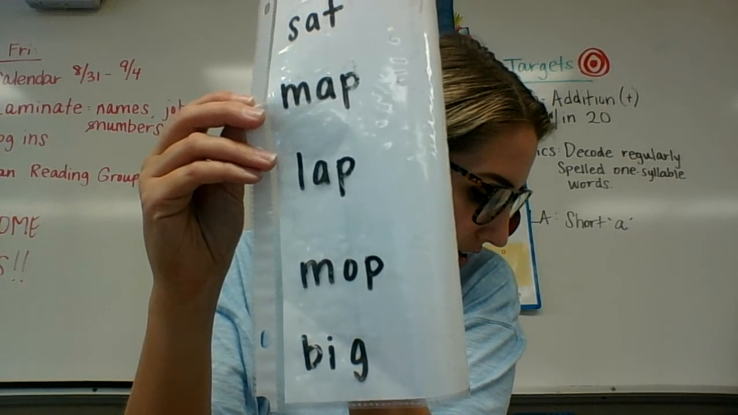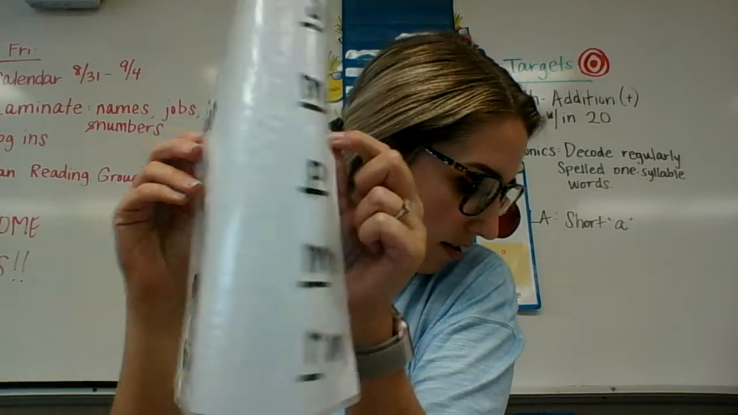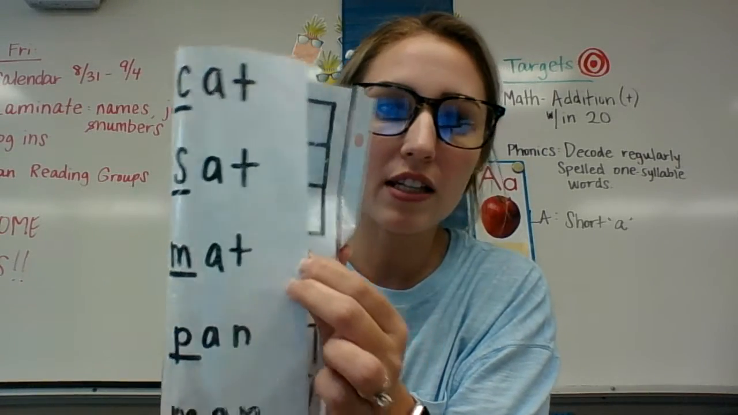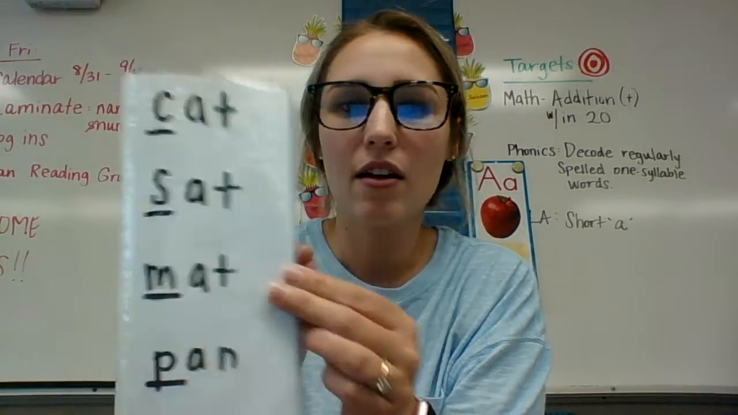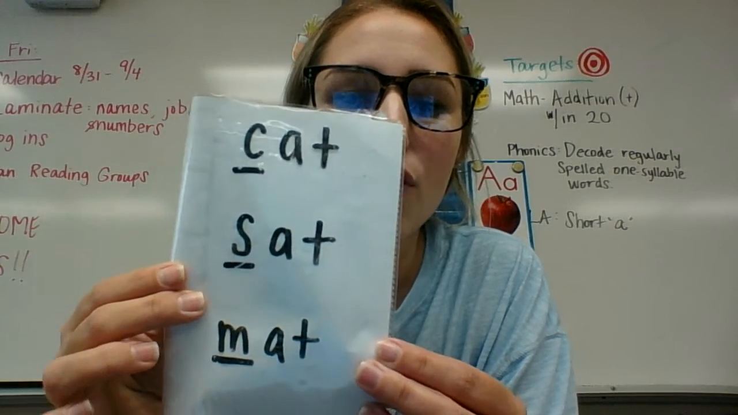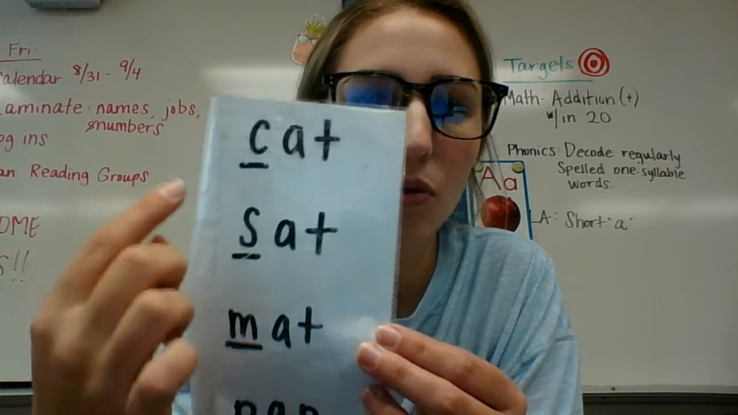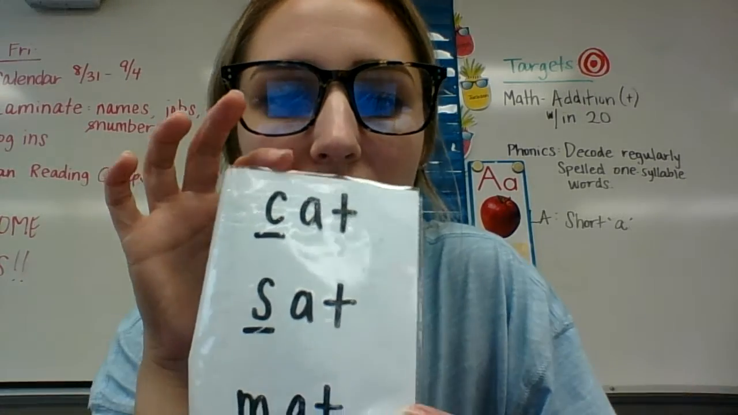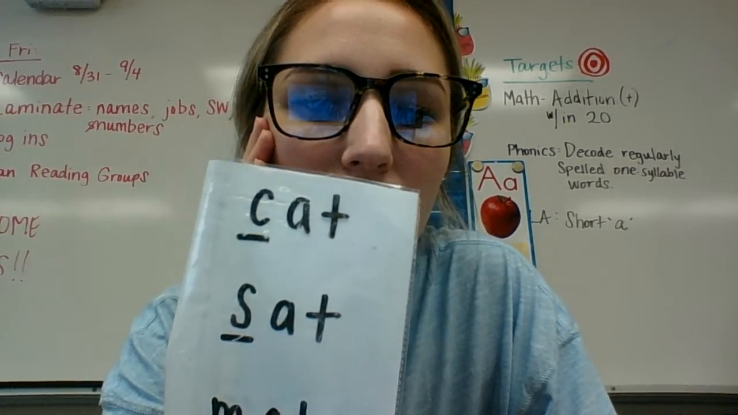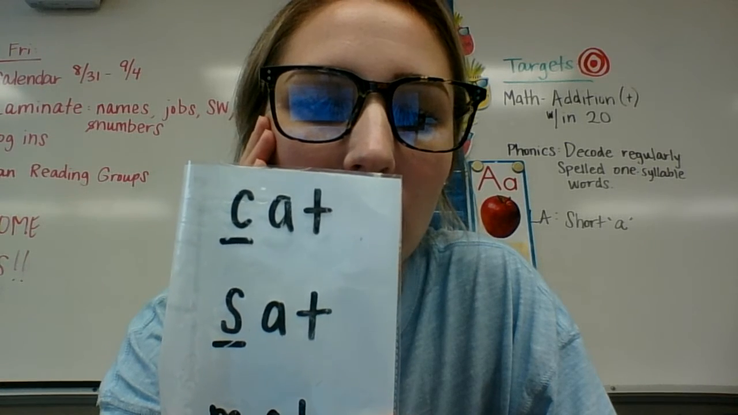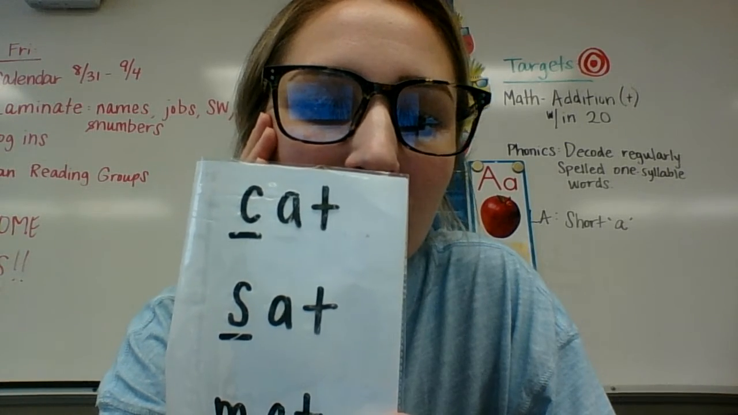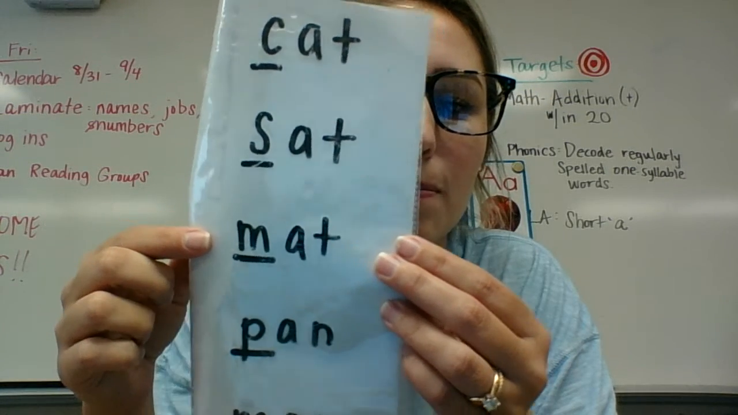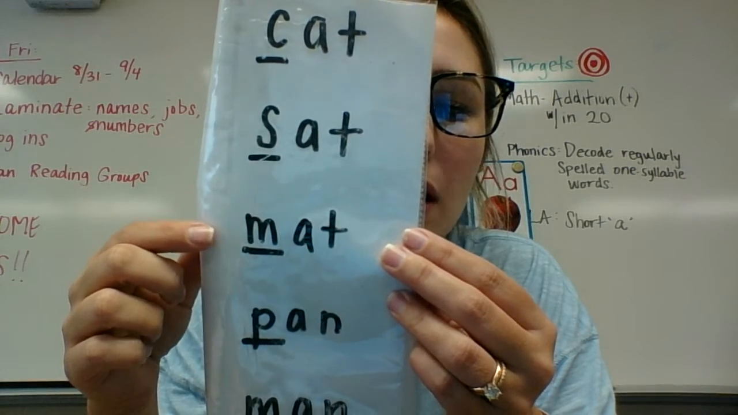And then we did some blending by changing the first sound in the word. So you see, the first word is cat. But if I change the k sound to an s, it becomes sat. Do that for these ones. I changed this one to a sound. Now what word does it make?